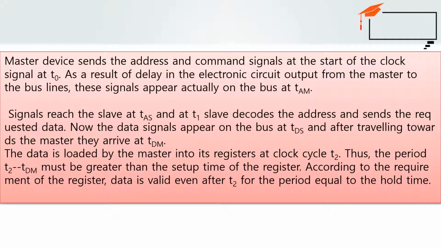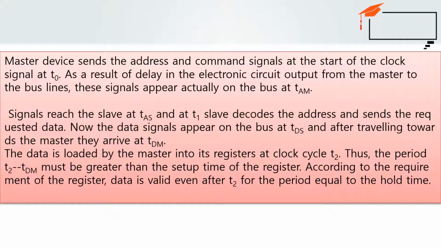The master device sends the address and command signals at the start of the clock signal at T0. As a result of delay in the electronic circuit output from the master to the bus lines, these signals actually appear on the bus at TAM. Signals reach the slave at TAS and at T1.